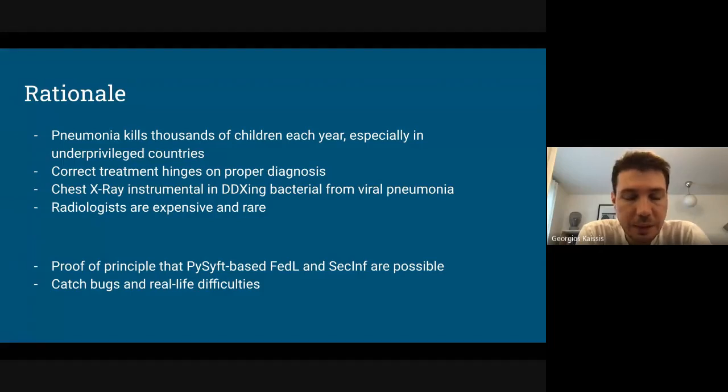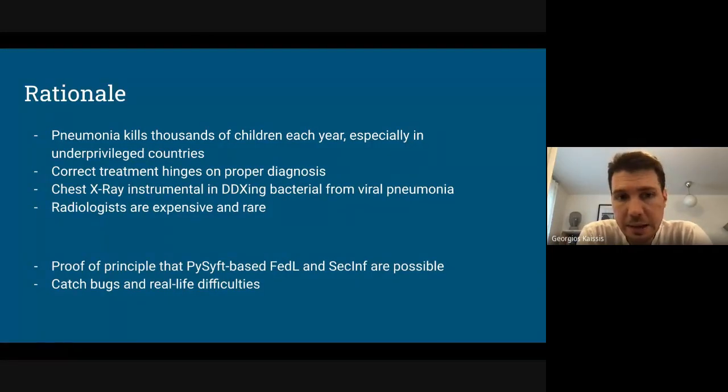Pneumonia treatment is absolutely dependent on proper diagnosis, and that means in most cases chest X-rays. Since radiologists are extremely expensive and rare, especially in the developing world, it would make sense to offer a solution, for example machine learning as a service or inference as a service, which is end-to-end encrypted or privacy-preserving, in order to perform these diagnoses remotely.